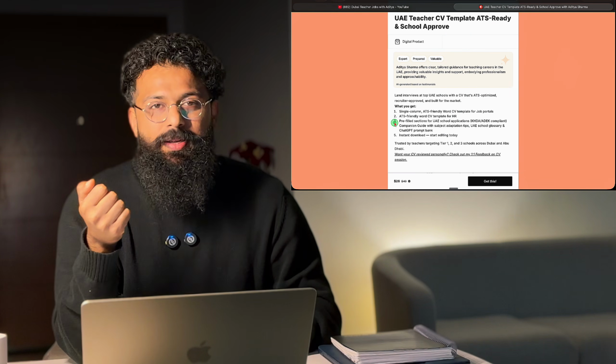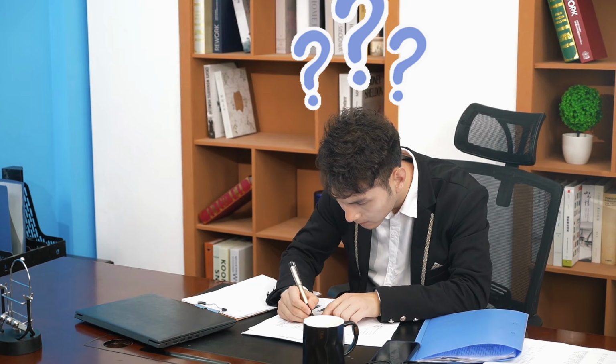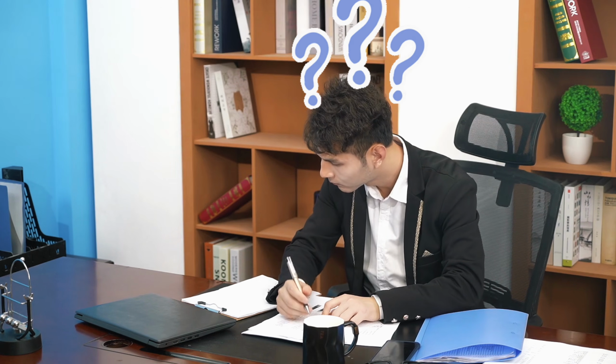Just giving you a template is not enough, because I know what will happen. You will open it, you will see terms like data-driven instruction, AFL, checkpoint, UDL, NGSS, and if you haven't studied or worked in a UAE school, you might know the word, but you won't know how to use it in your CV, and it doesn't make sense.